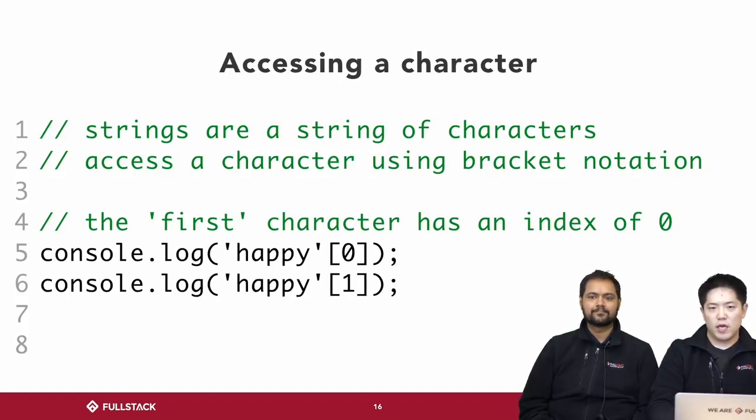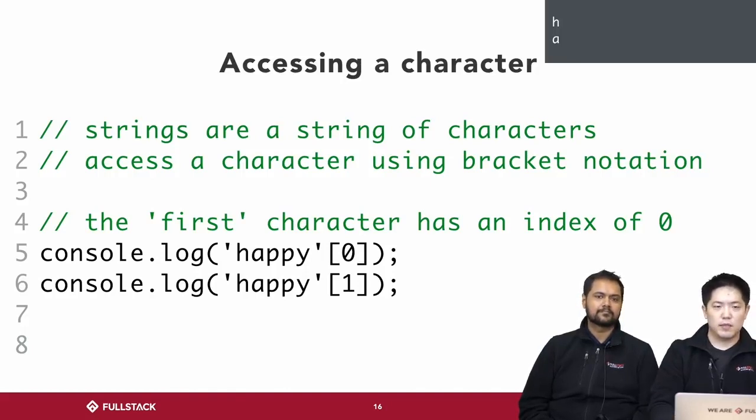So for example, if we do console log happy of 0, console log happy of bracket 1, what we'll get is on line 5, we'll get H, and on line 6, we'll get A. So 0 being the H character, and 1 being the A character. Now, if we do 2, 3, 4, console log happy bracket 4 is going to return you Y.